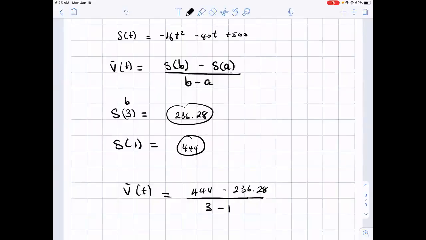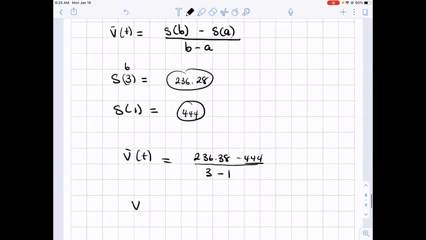And that's your average velocity, which I believe is approximately 103.86 feet per second. So check back the numbers on your calculators just to make sure they are correct.